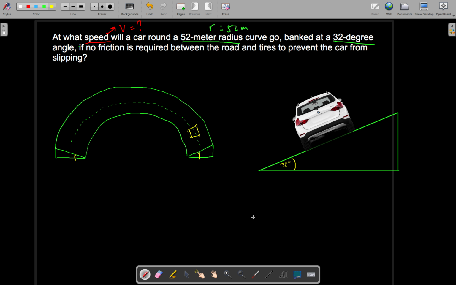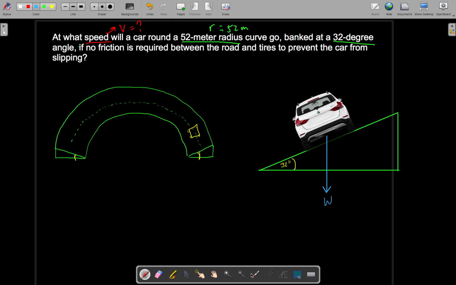The first thing we should do, again, make sure you draw things out, just like I did here, so that way you have a better picture of what's going on. The first thing we should do is draw a free body diagram of this car as it goes around the curve. So here's the car. We're looking at it at eye level from the rear of the car, and we're going to label all the forces acting on this. So the forces that are acting on it is the weight, which goes downwards like this. So that is weight.